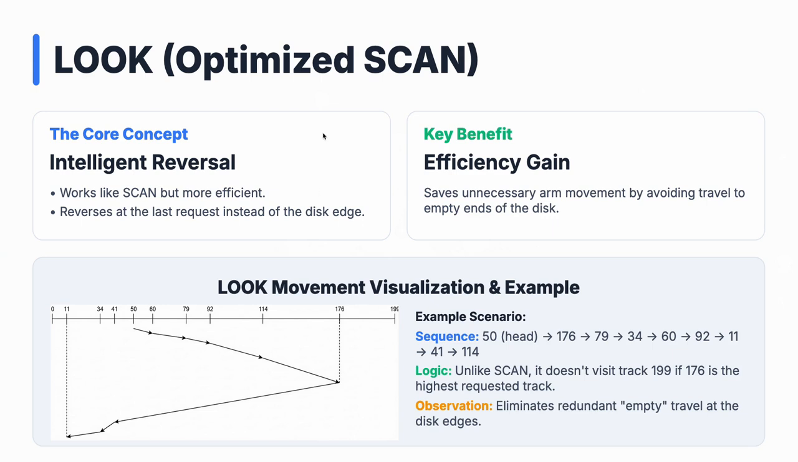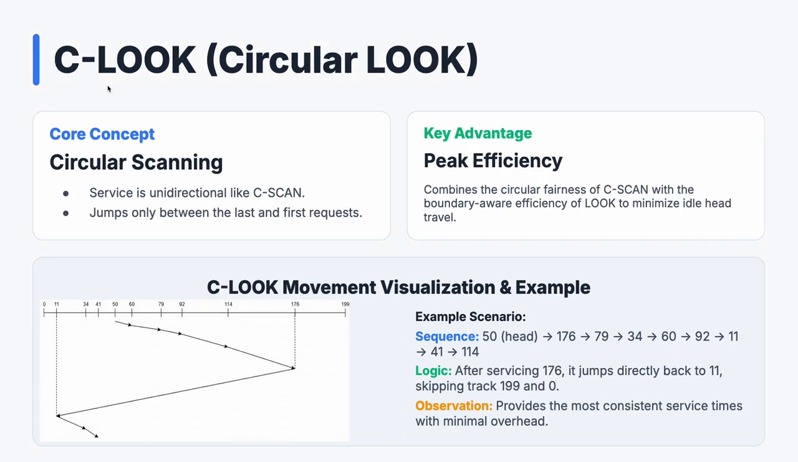Now similarly we have C-LOOK. This is an optimization over the C-SCAN. So over here we will reach towards the end, then we'll skip all the requests towards the left and start again from the left. Notice here that it doesn't go towards the end, which is 0, it went to the leftmost request, which was 11, and then it started serving the requests again. So it has improved efficiency, it is unidirectional, and jumps between the first and the last request.